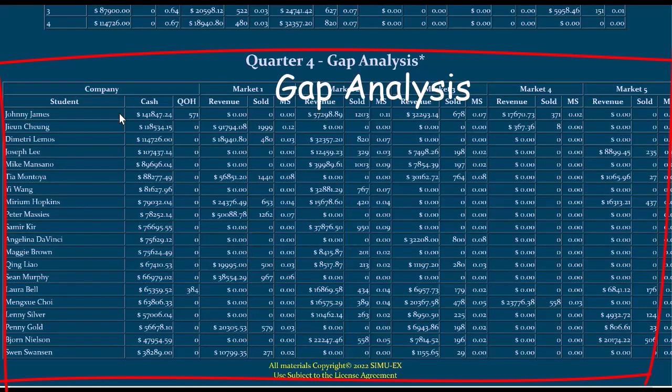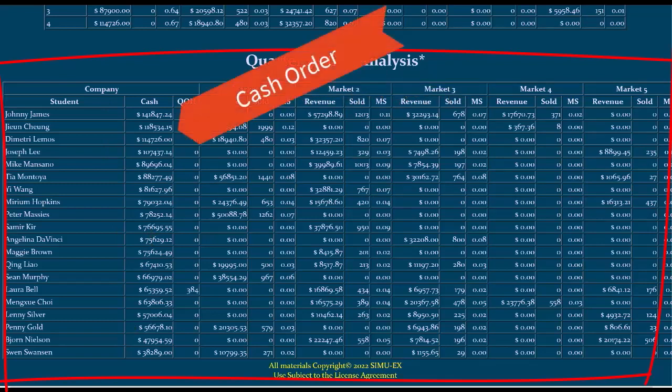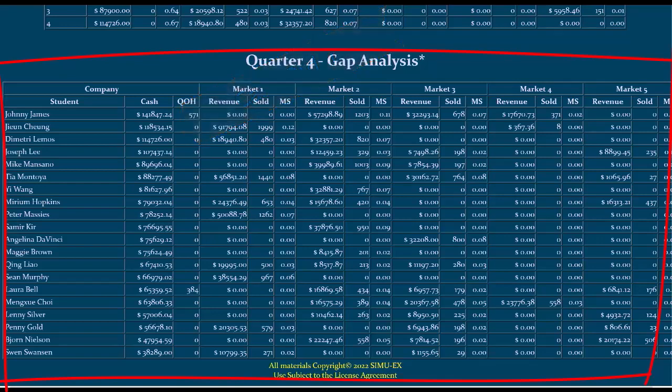It is showing you your class, that is all of the companies or all of the products that are being sold in the industry, and it is listed to you in cash order. That is the company, the product, the individual who has the most cash in bank. And then it shows you other relevant information. But the most important aspect of the gap analysis, as it's called, is to look for gaps.